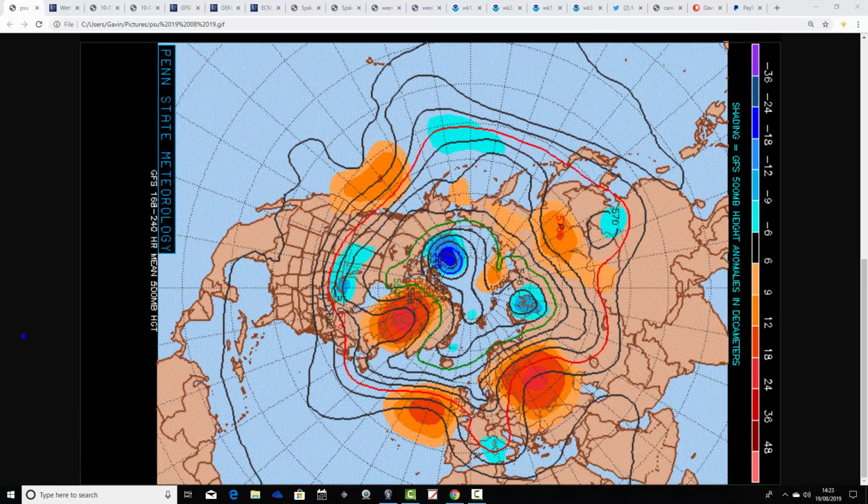The GFS is quite significantly different, actually. It does have that area of above average heights to our east, but it's further east compared to the ECM. It also has an area of above average heights to our west-southwest, however, with the jet stream doing something a little bit like that. So it's a very different sort of scenario, with high pressure more centred to our west.